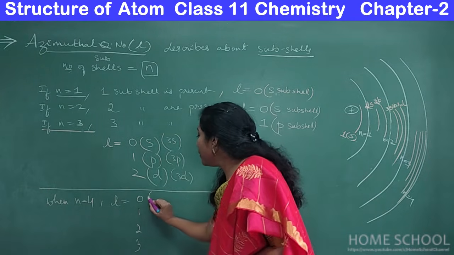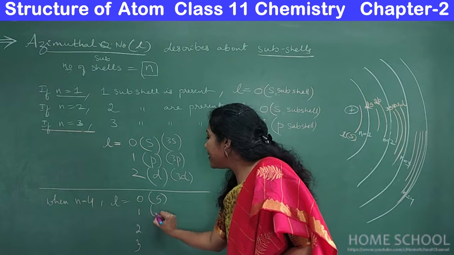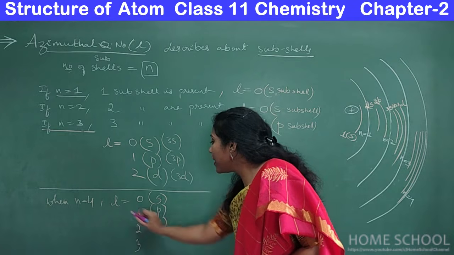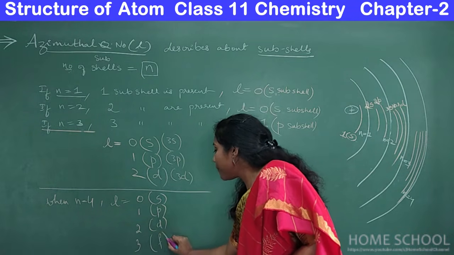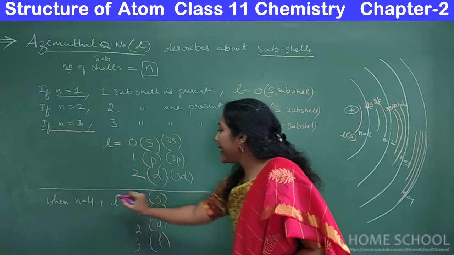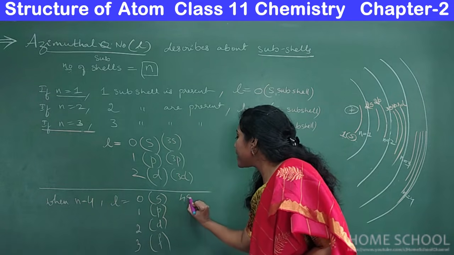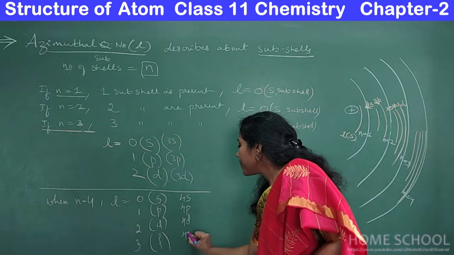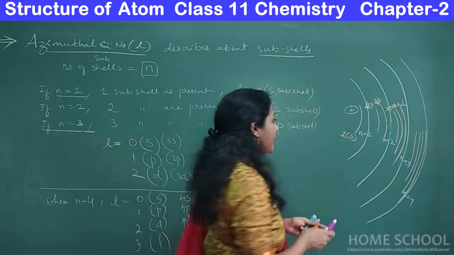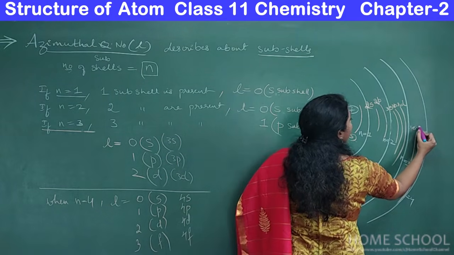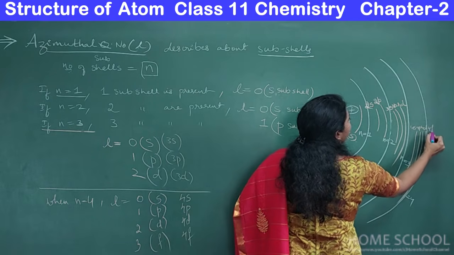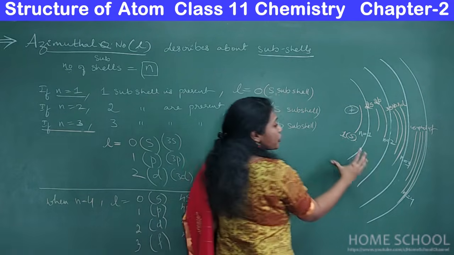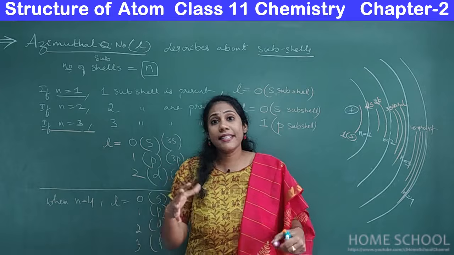So l is equal to 0 means S subshell. l is equal to 1 means P subshell. l is equal to 2 means D subshell, and l is equal to 3 means F subshell. So for n is 4, we will call these the 4S subshell, 4P subshell, 4D subshell and 4F subshell. So this is how we give designation for subshells. Designation in the sense of names.